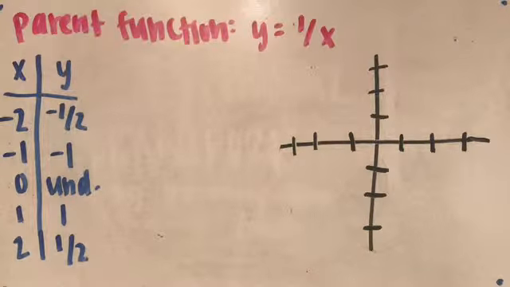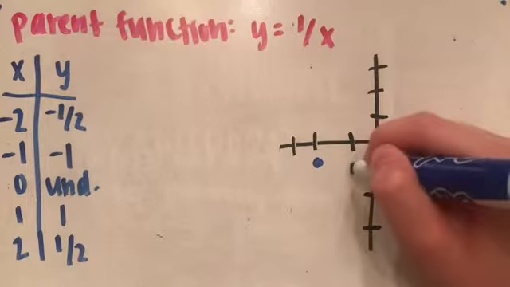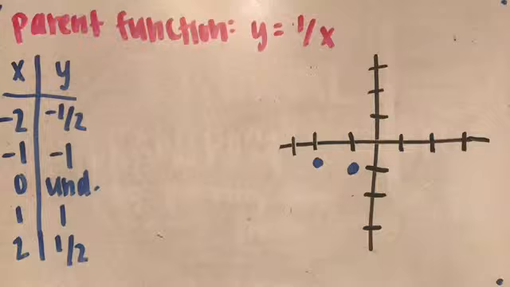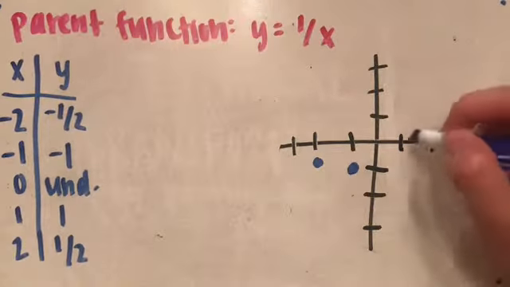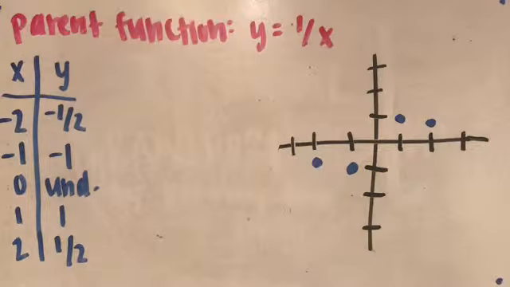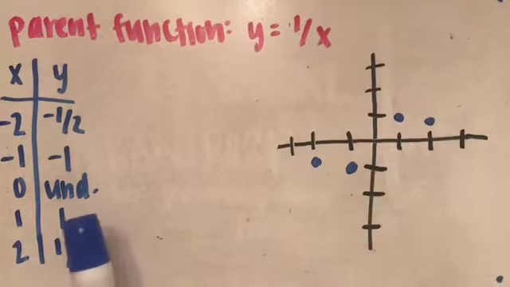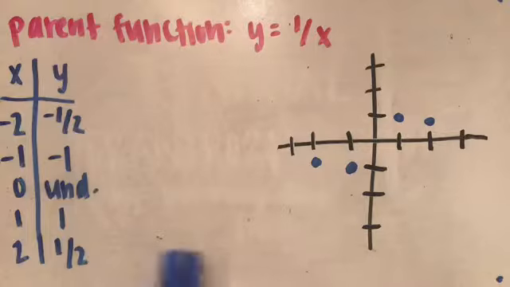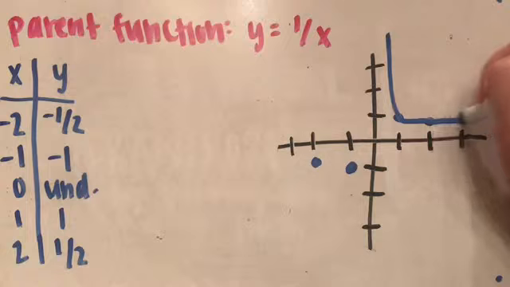Now that we know these points, we can put them on our graph. So -2, -1/2; -1, -1; there's not a 0; 1, 1; and 2, 1/2. If we were to put more points in our table, then eventually the graph would start to look like this.